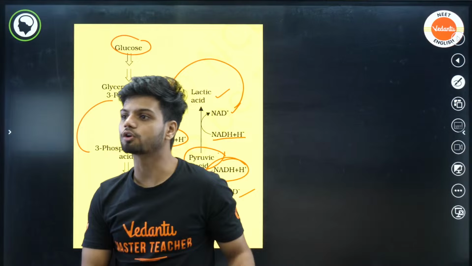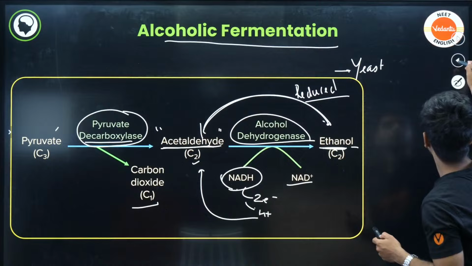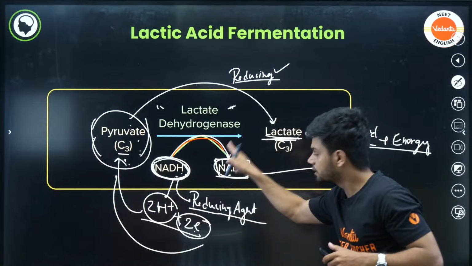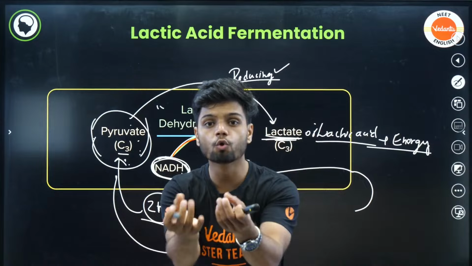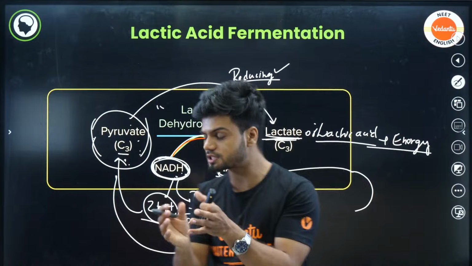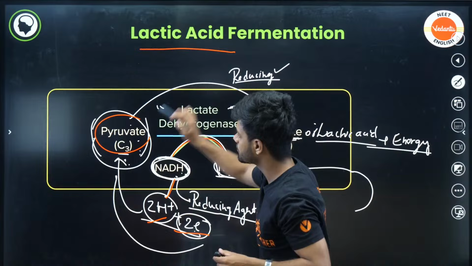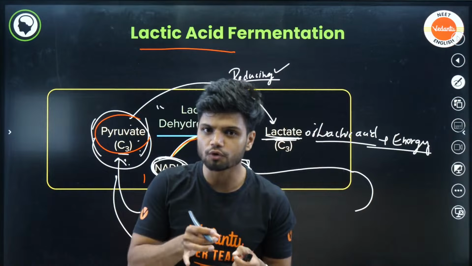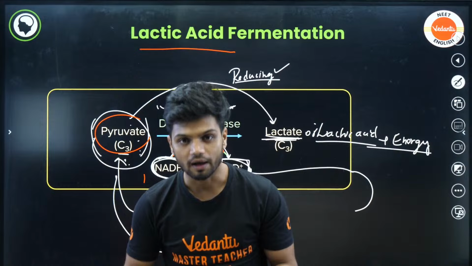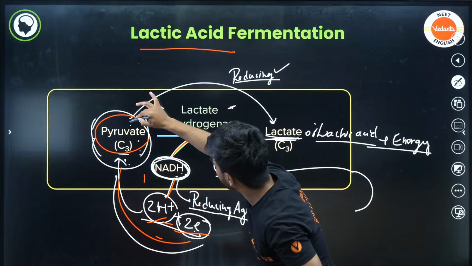Sir, could you repeat what the role of NADH is? The role of NADH is very simple here, student. NADH is getting reoxidized, which means it is losing the electrons. What is oxidation? Oxidation means losing electrons. It is losing 2H+ as well as 2 electrons. These electrons are taken up by pyruvate in the case of lactic acid fermentation. What is the meaning of reduction? Reduction means taking up the protons or the electrons. If these electrons and protons are taken up by pyruvate, the pyruvate gets reduced to lactate.